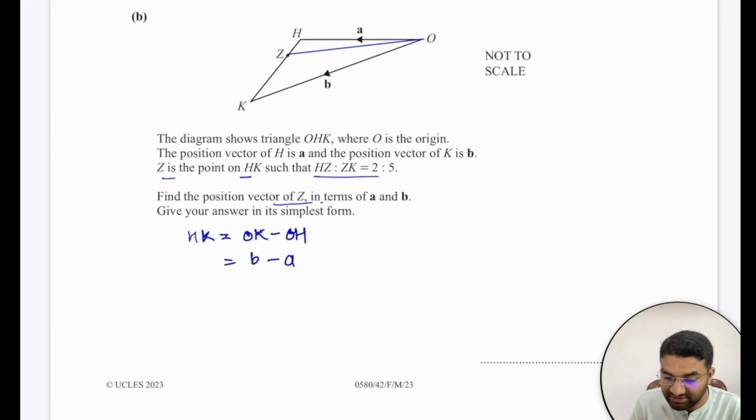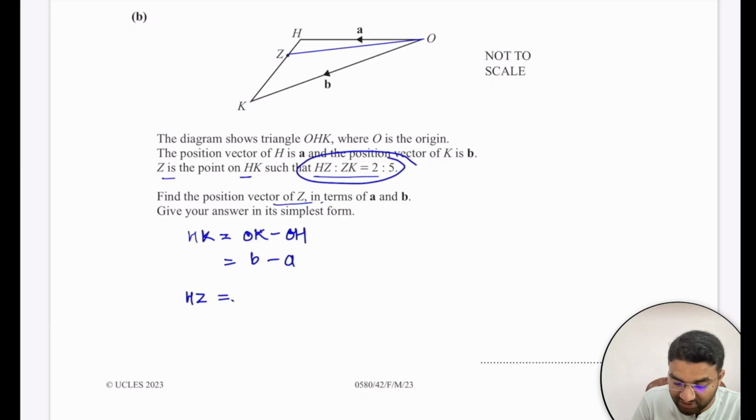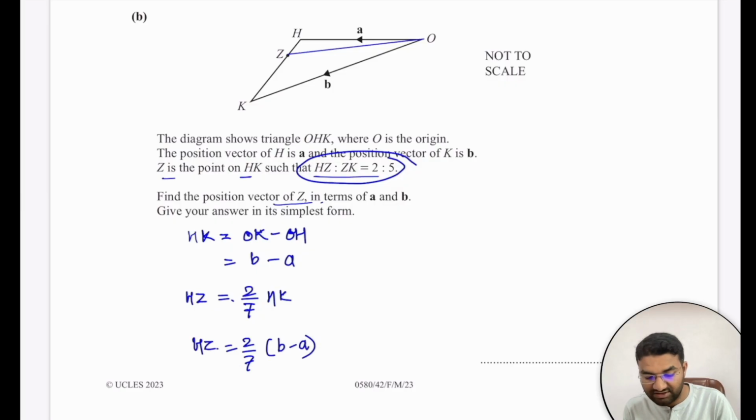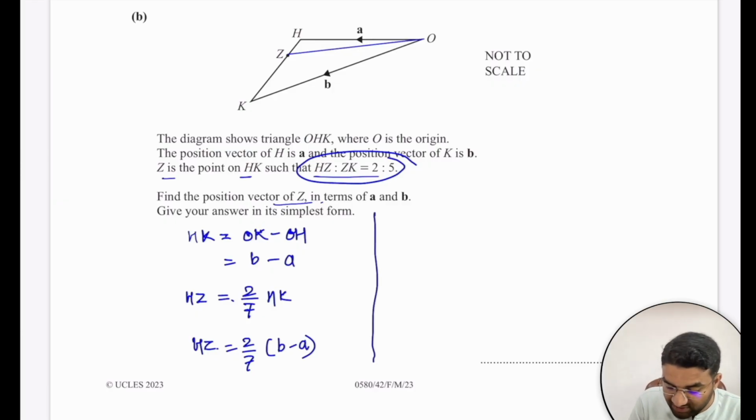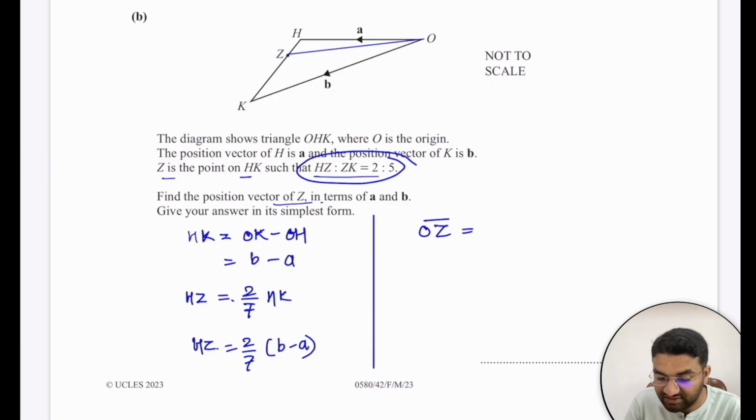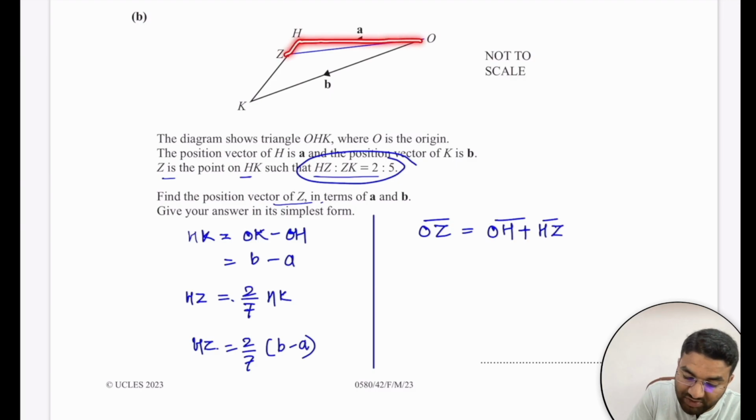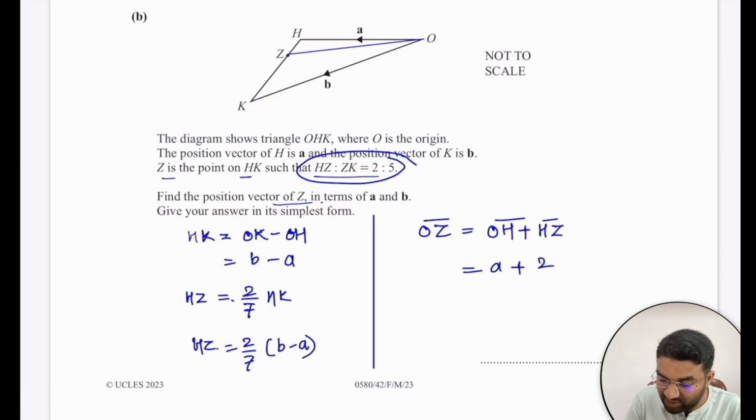Done. That's it. Then HZ is equal to, here use the ratio given. So 2/7 HK, isn't it? This is given. So 2/7 HK means b minus a. This is HZ, right? Now, why did we find all these things? You can write OZ is equal to OH plus HZ, right? So OH plus HZ is what you have to write, and OH is just a plus 2/7 (b minus a). Simplify this one: a plus 2/7 b minus 2/7 a.